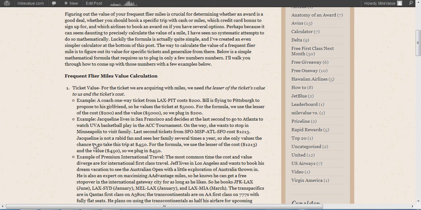Jacqueline lives in San Francisco and decides at the last second to go to Atlanta to watch the ACC basketball tournament. On the way, she wants to stop in Minneapolis to visit family, and she's using Delta, where you can get free stopovers even on domestic flights. So her routing is going to be San Francisco to Minneapolis, stop there, to Atlanta, stop there, and back to San Francisco. Since this is the last second, the ticket costs $1,213, but she's not that big of a fan of basketball, and she sees her family often enough, so she doesn't value the ticket that highly. She values it at $450.